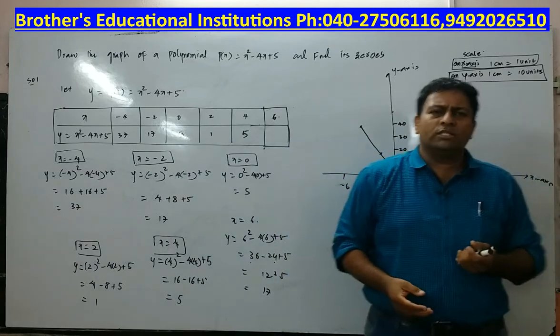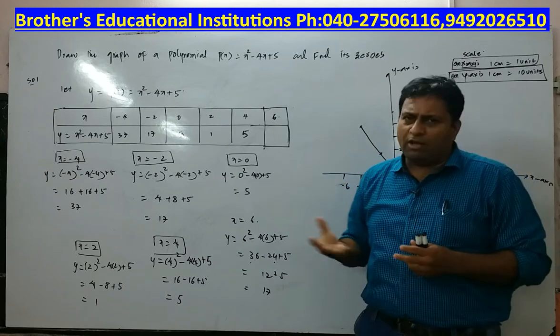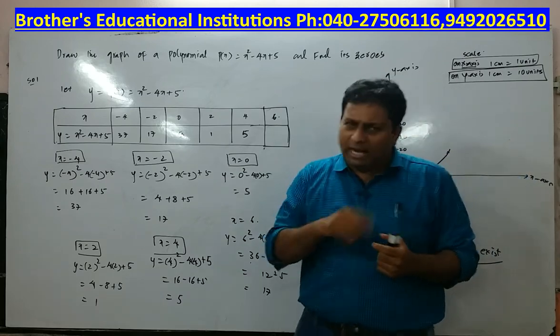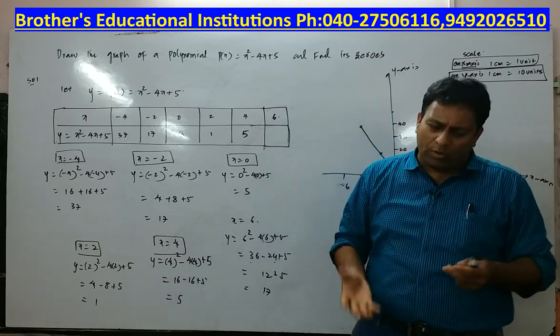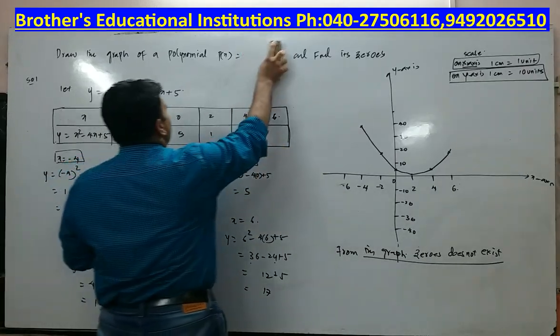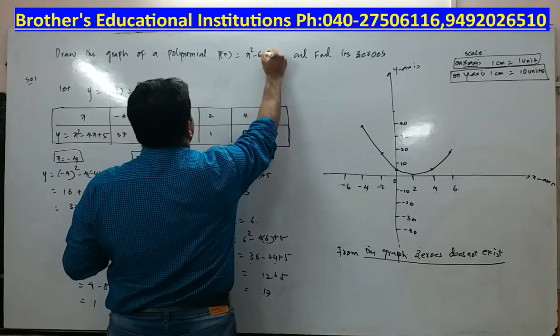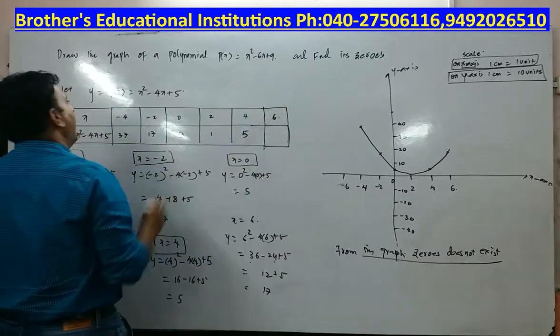Now what we will do is, we will try to take one more variety of graph and see what kind of graph we get and what are the zeros we are going to have. So let me take another example for you. Draw the graph of the polynomial x square minus 6x plus 9 and find its zeros.